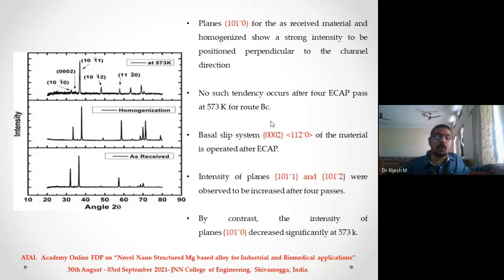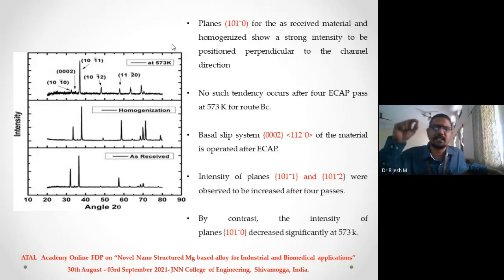And that's because deformation has taken place. Deformation generally takes place in the basal slip system. The 002 and 112 bar 0 planes of the material are operated after ECAP. So these two planes were not operated in the as received condition at all. You can see them getting activated after ECAP. So the intensity of these planes was observed to increase after 4 passes. By contrast, the intensity of plane 101 bar 0 decreased significantly. So this XRD peak clearly gives an indication that by doing severe plastic deformation, you are exciting all the slip planes.